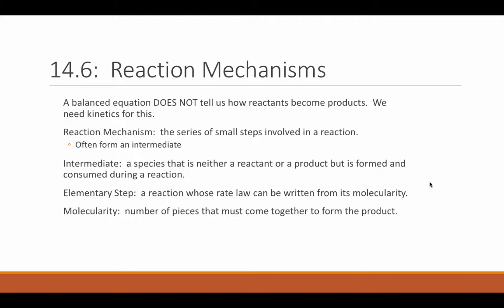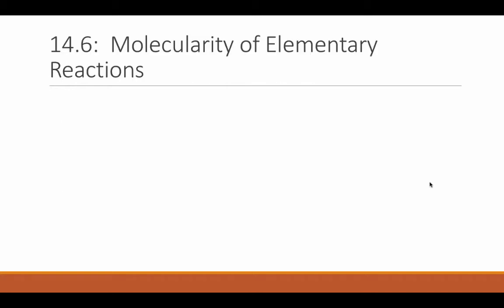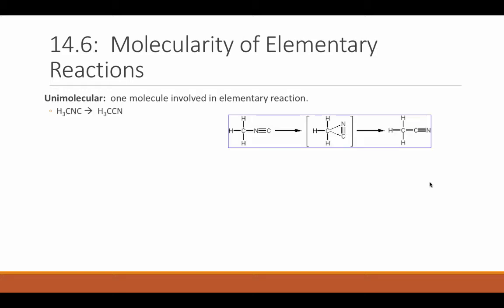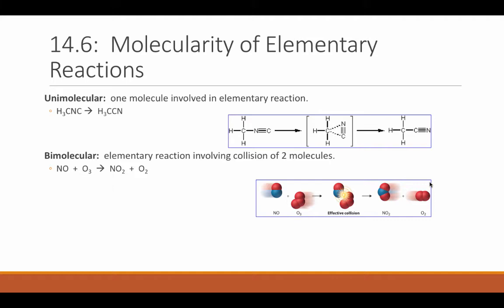Molecularity refers to the number of pieces that must come together to form the product. In evaluating a proposed reaction mechanism, it's important to be able to determine the molecularity of each elementary reaction. A unimolecular reaction involves one molecule being converted to product, hence unimolecular. A bimolecular reaction requires two molecules to collide to form product, bimolecular, two molecules. And trimolecular would require three molecules to simultaneously collide to produce product.